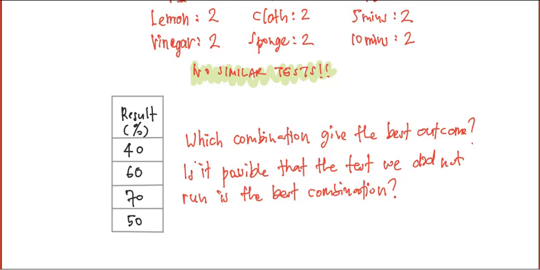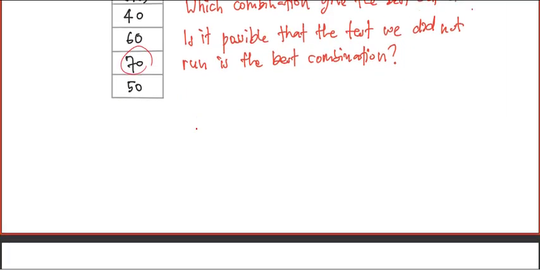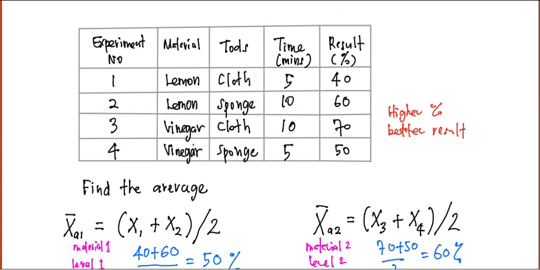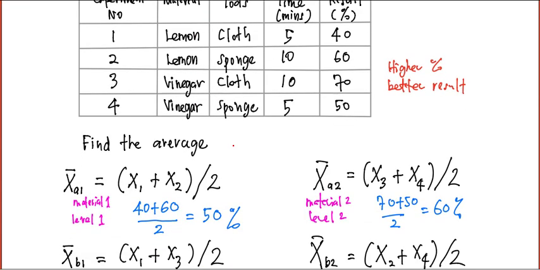Now, can we just decide based on this result that, for example, this combination is the best? Which combination gives the best is in the next step which we do. And also, if you notice, we haven't checked some combinations here in this Taguchi method compared to the factorial method. If we check those, maybe they have better results, a higher percentage. So how can we be sure that our result is the best? We need to find some average. How do we do this averaging?